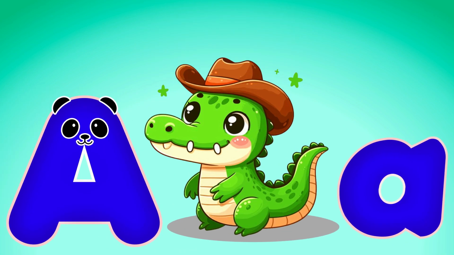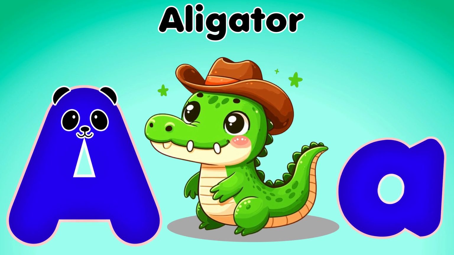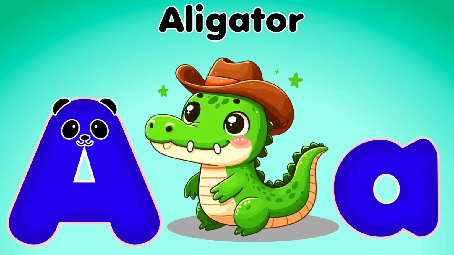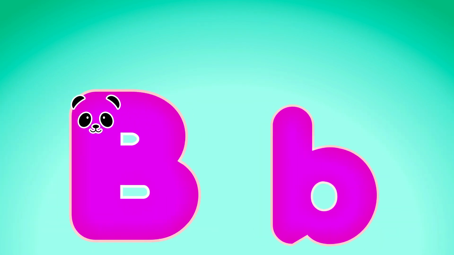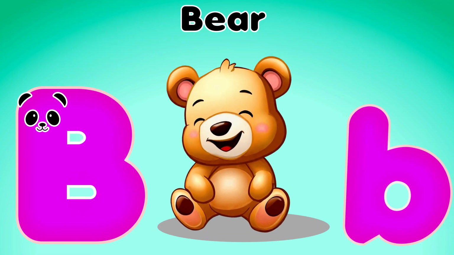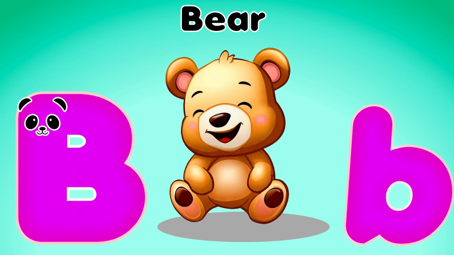A is for alligator, ah, ah, alligator, ah, ah, alligator, A. Alligator. B is for bear, B, B, bear, B, B, bear, B, bear.